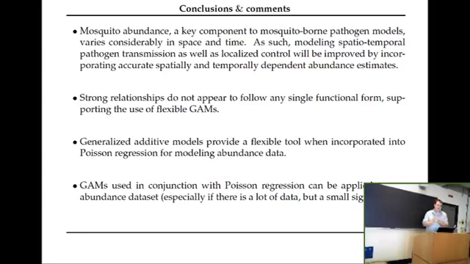As I mentioned earlier, there are strong relationships going on here. Sometimes they don't actually appear very practically important, but they're strong relationships and they don't seem to follow a functional form, suggesting GAMs are appropriate. Generalized additive models provide a flexible tool when they're incorporated with Poisson regression for modeling abundance data. If you went through the effort of doing this and you still found you had over-dispersion, there's absolutely no reason why you couldn't incorporate a GAM with a negative binomial regression. Any generalized linear model you can think of, you can then stick GAMs onto it to allow for flexible functional forms. And then finally, GAMs used in conjunction with Poisson regression can be applied to any abundance data set, not just ones for mosquitoes. It does help if you have a ton of data when there's a weak signal.